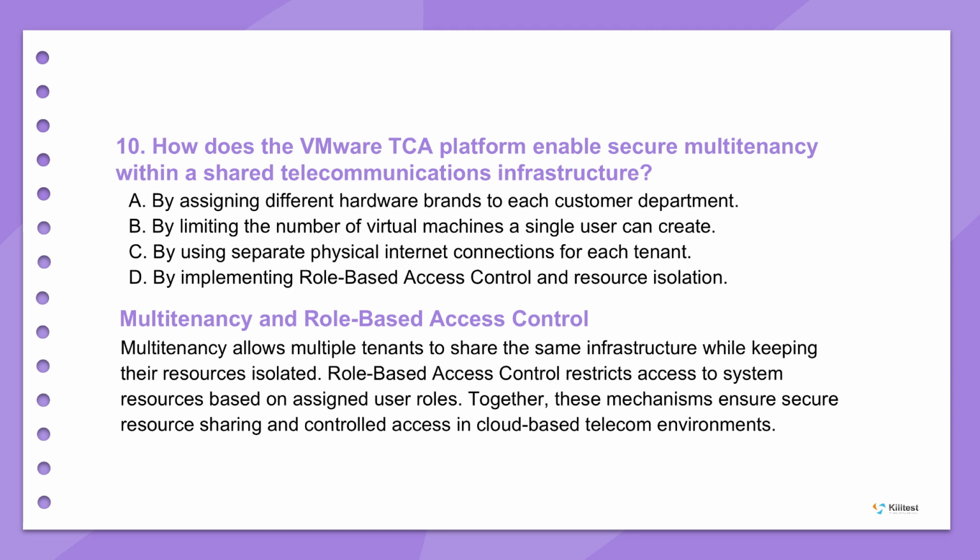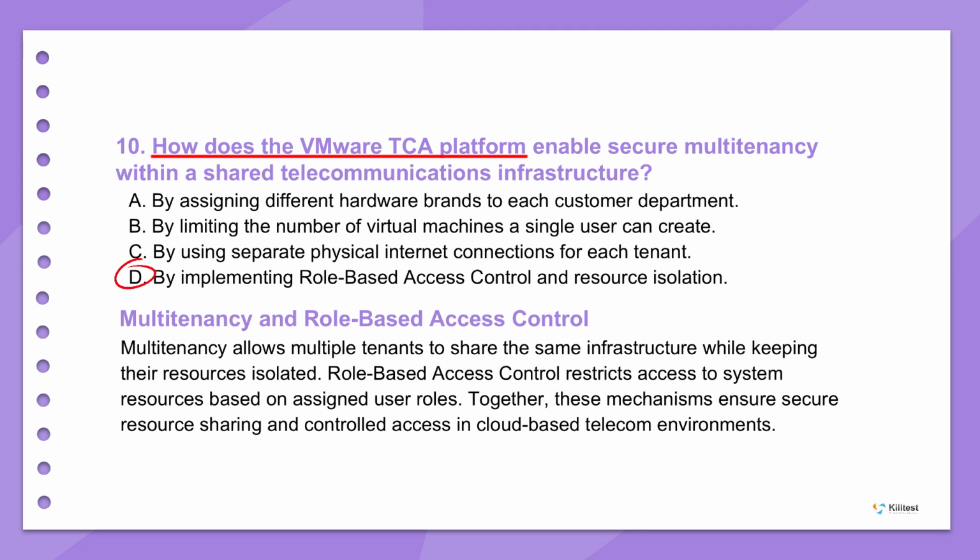The final exam question we are reviewing asks, how does the VMware TCA platform enable secure multi-tenancy within a shared telecommunications infrastructure? And the correct answer is by implementing role-based access control and resource isolation. How does this apply to something like 5G network slicing? It is the foundational requirement for it.